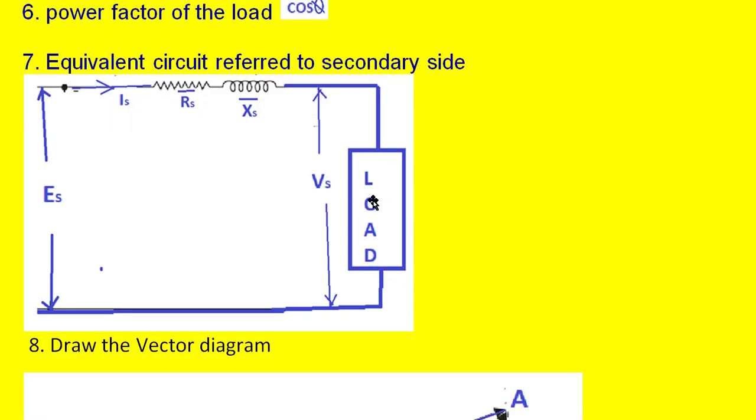Under no load condition, that is, if you remove this load, whatever voltage is induced in the secondary of the transformer will be available across the load terminals. That is called Vs, and we represent that as VsNL. Once we know this equivalent circuit, we can draw the vector diagram for this. Why should we draw the vector diagram? Without drawing the vector diagram, we cannot derive the relation for voltage regulation of the transformer.